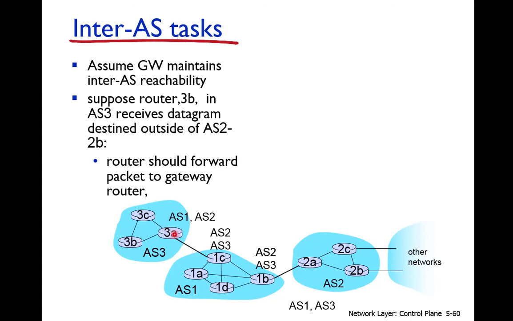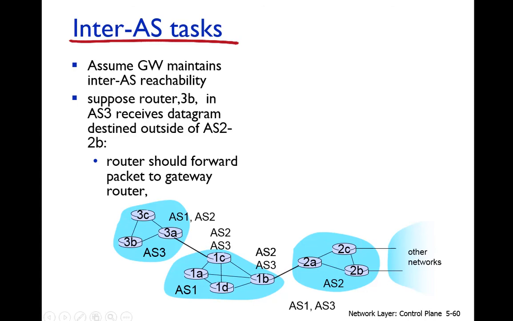When 3A receives it, since it is a gateway, it has the information that autonomous system 2 is reachable from autonomous system number 1. First the packet should go to autonomous system number 1 and then to autonomous system number 2. So now the gateway can forward the message to autonomous system number 2 through autonomous system number 1. Okay, so this is simple.